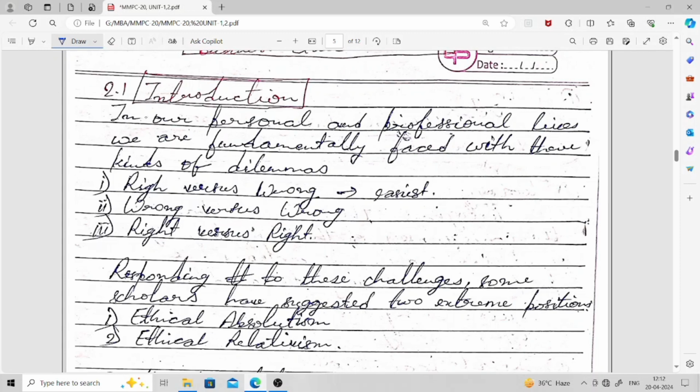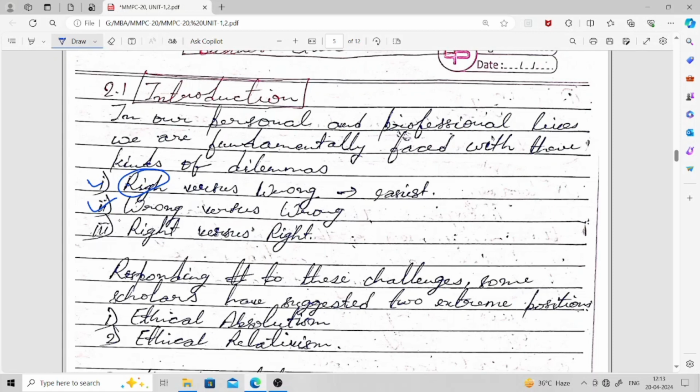In our personal and professional lives, we are fundamentally faced with three kinds of dilemmas. The first is right versus wrong. That is the easiest to face and we can easily choose. For example, if one decision is right and another one is wrong, we can directly select the right one, so no issue. The second kind of dilemma is wrong versus wrong. If both decisions are wrong, then which one to choose?